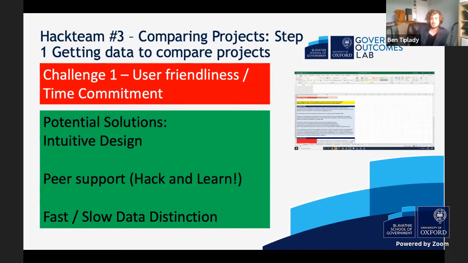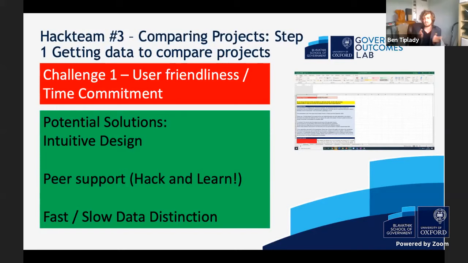And then we also thought about the idea of fast and slow data. So the idea of fast and slow data is our spreadsheet, I think it's got like 9 or 10 pages in it, but there are only a few things that would change on a quarterly basis. As Rory said, we wanted a quarterly update cycle of this data. So there are certain things like outcomes that would change on a monthly or quarterly basis, but there are things such as the name of the project that probably wouldn't change throughout the life of the project.